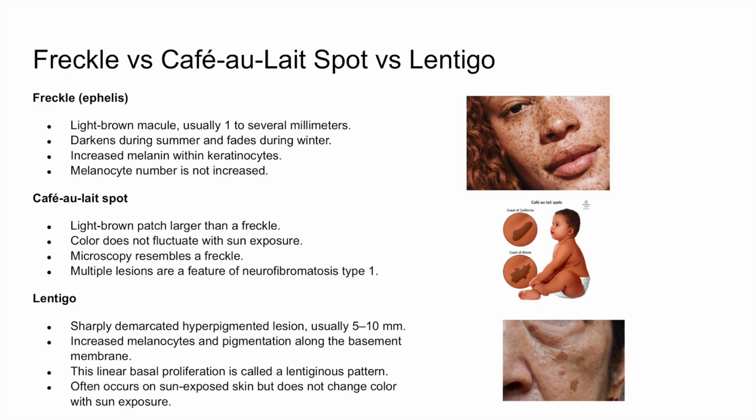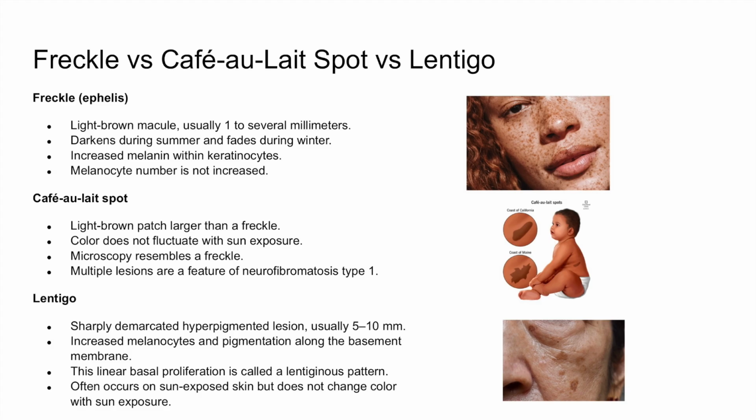A freckle, or ephelis, is a small light brown macule that darkens with sun exposure and may fade during the winter. It results from increased melanin production and transfer to keratinocytes without an increase in melanocyte number. A café au lait spot is a larger, persistent light brown patch whose color is relatively stable. A single lesion can be normal, but multiple lesions should raise concern for underlying syndrome.